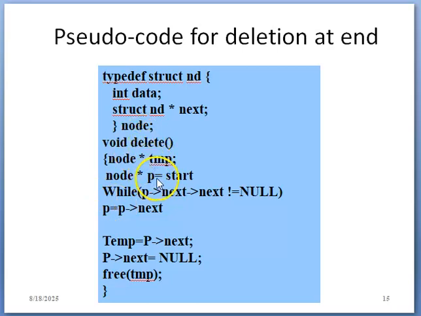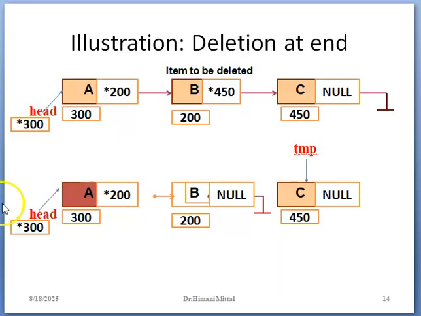First of all, we will create a pointer P and store the head or the start in it. Then as long as P next is not equal to null, we will continue in the loop and update the value of P to next of P. Initially P is 300. 300's next is 200, which is not null, and its next is 450, so this is also not null. So we will continue in the loop and update P to 200. Then 200's next is 450, and its next is null. So we will stop here. We will have the value 200 in P.